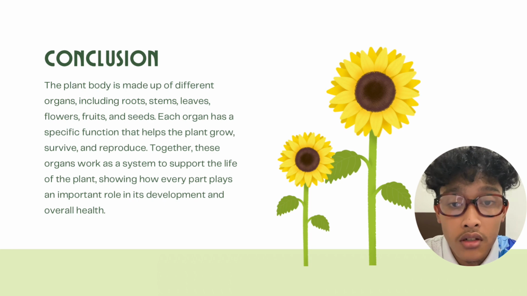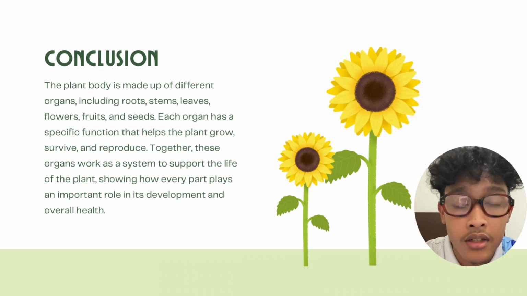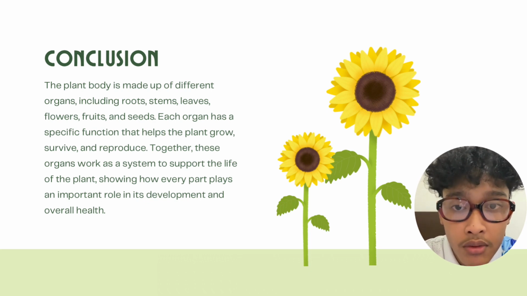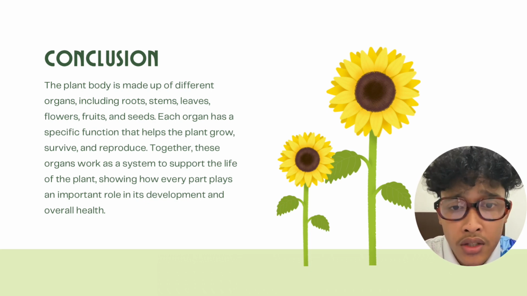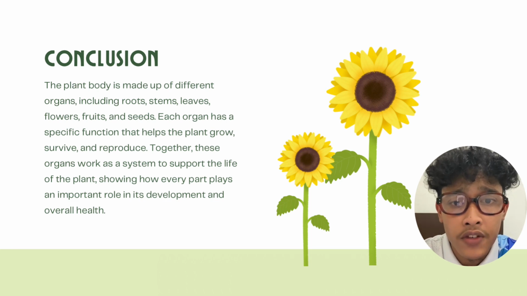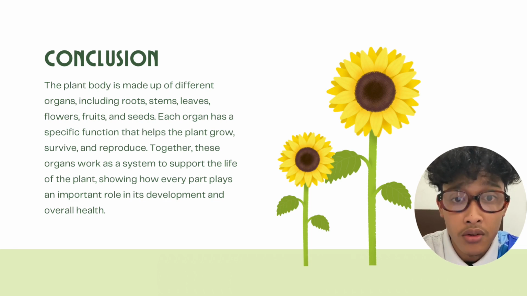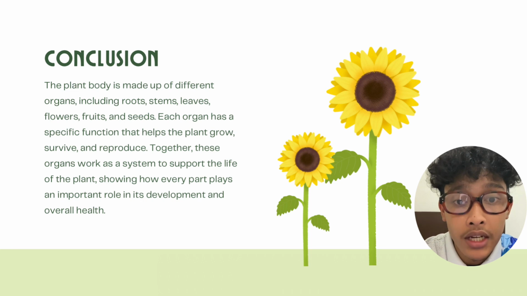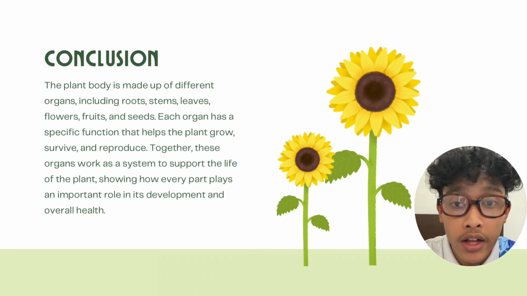For the conclusion of my presentation, the plant body is made up of different organs, including roots, stem, leaves, flowers, fruits, and also seeds. Each organ has a specific function that helps the plant grow, survive, and also reproduce. Together, these organs work as a system to support the life of the plant, showing how every part plays an important role in its development and in maintaining overall health.